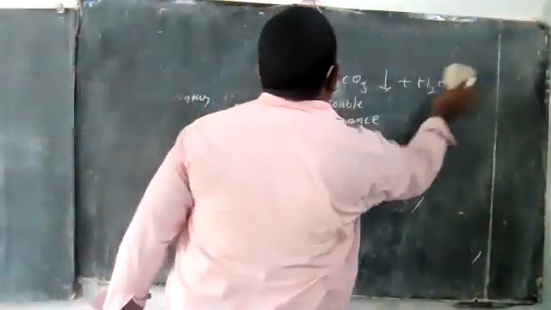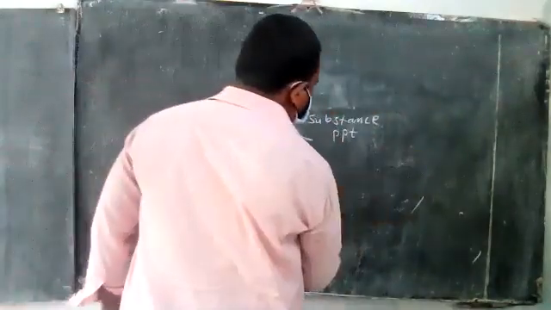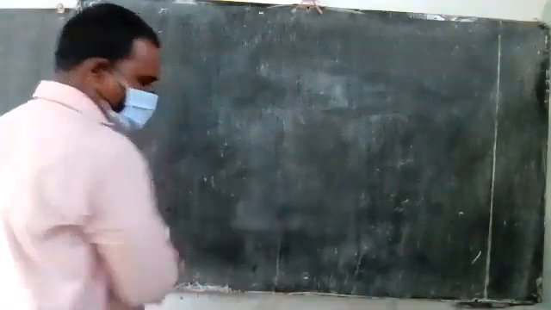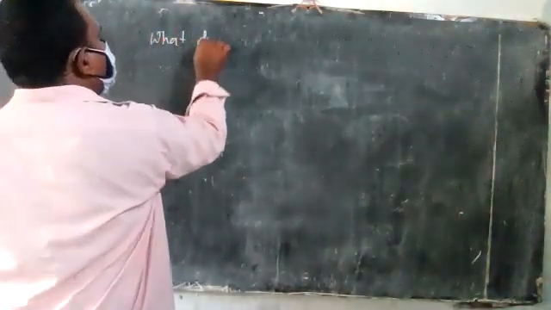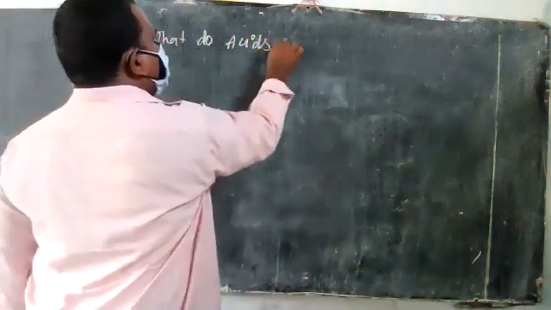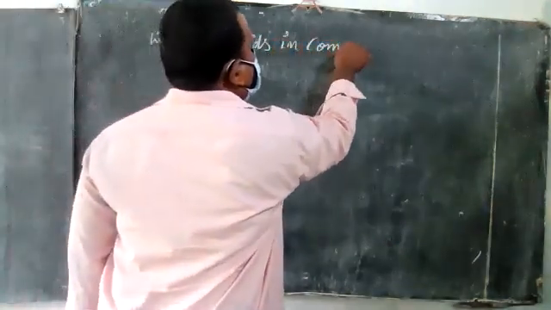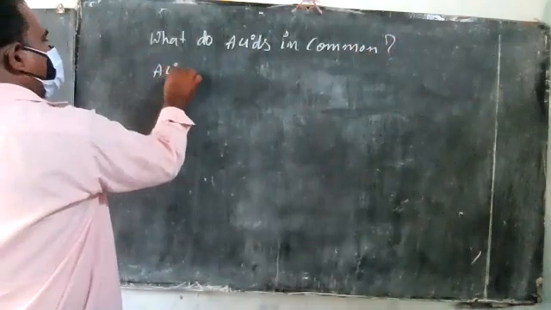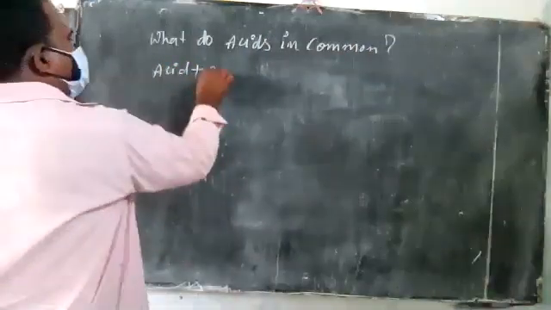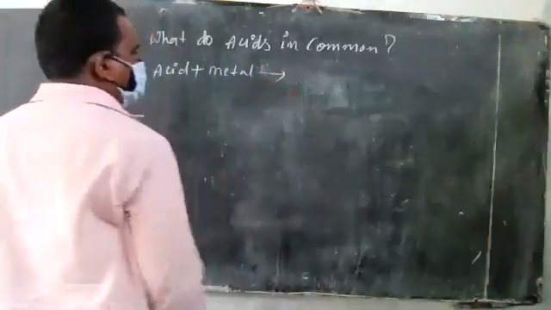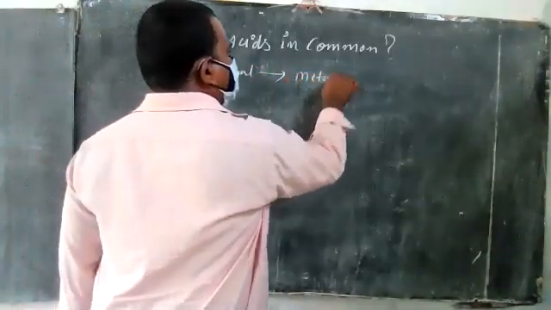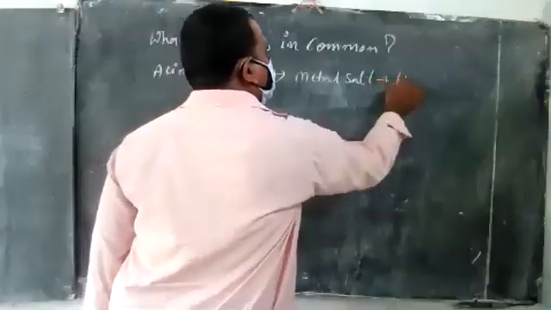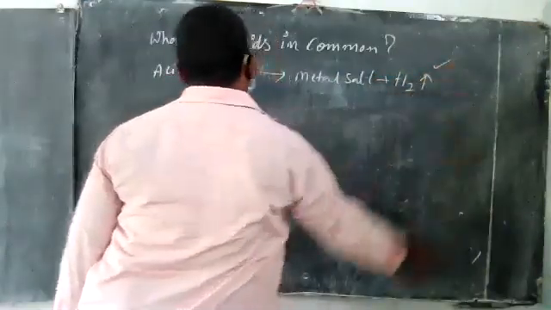Next, what do acids have in common? So that is also very, very important. What do acids have in common? Acid reacts with any metal to form a metal salt, and hydrogen gas will be liberated.